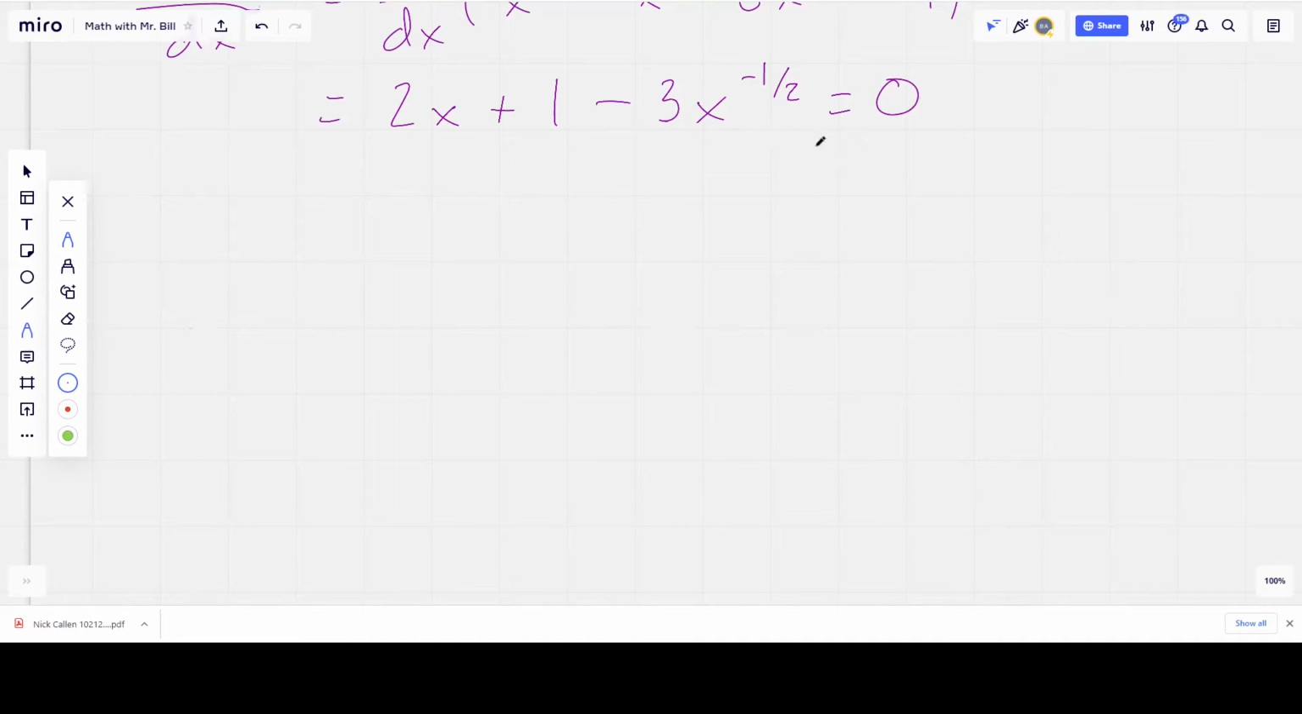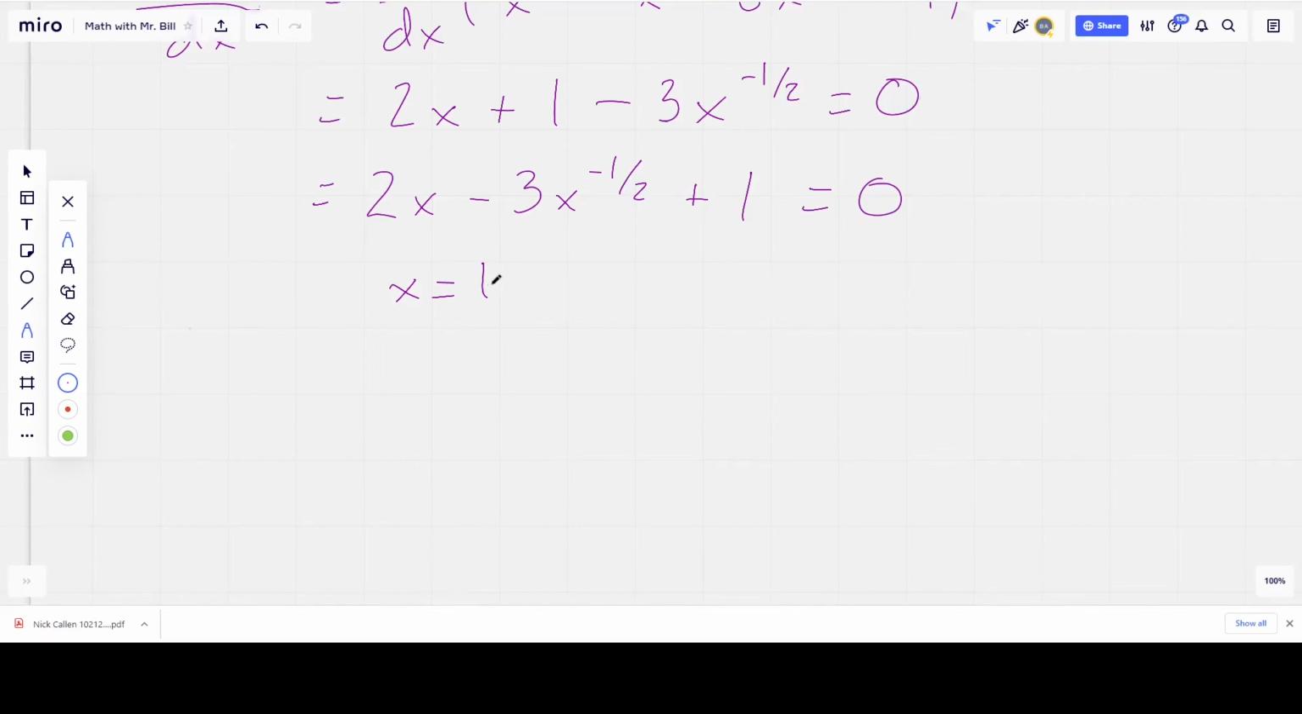Trying to solve this now, we can put this into descending order. So we have 2x minus 3 times x to the negative 1/2 plus 1 is equal to 0. And we can do this by inspection. The place where this is going to end up being 0 is at x equals 1. So x equals 1 solves this equation. There's really no other way to do that unless you plug this into something like Desmos or your calculator. So it's got to be x equals 1.